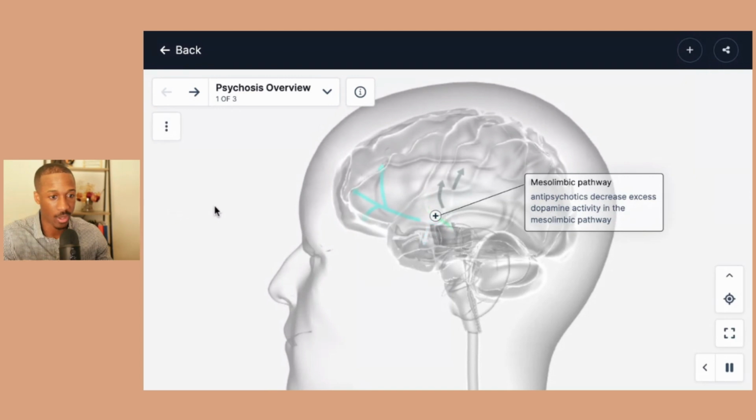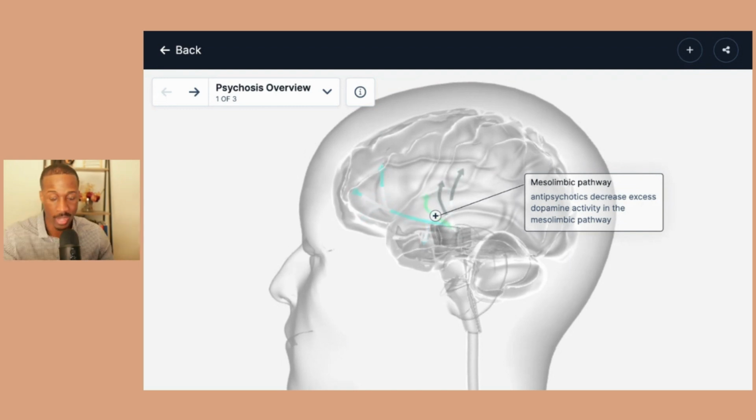Now we're going to focus on antipsychotics. These are also called neuroleptics. As I mentioned in previous videos, this is just going to be a brief overview. There's so much more detail that we can go into, but in general, when you think about antipsychotic medication, you should think of the mesolimbic pathway.